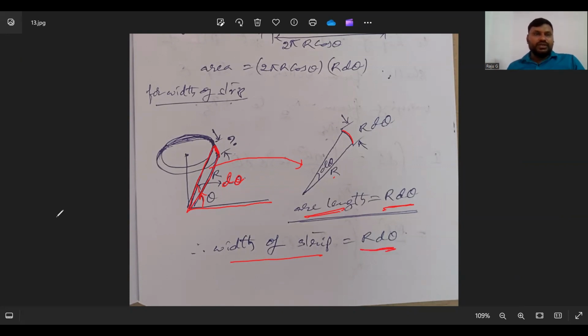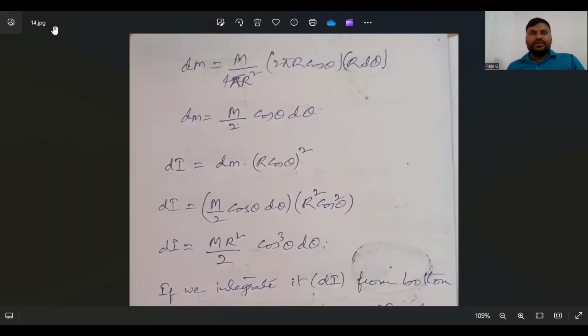Now, let us come to the question. Therefore, dm, the mass of the elemental strip, is M by 4 pi r square, the density, into the area of the element. Area is 2 pi r cos theta into r d theta. After simplifying, the pi will cancel, the 2 cancels with 4 leaving 2, and r square cancels out. So M by 2 into cos theta d theta will be dm.